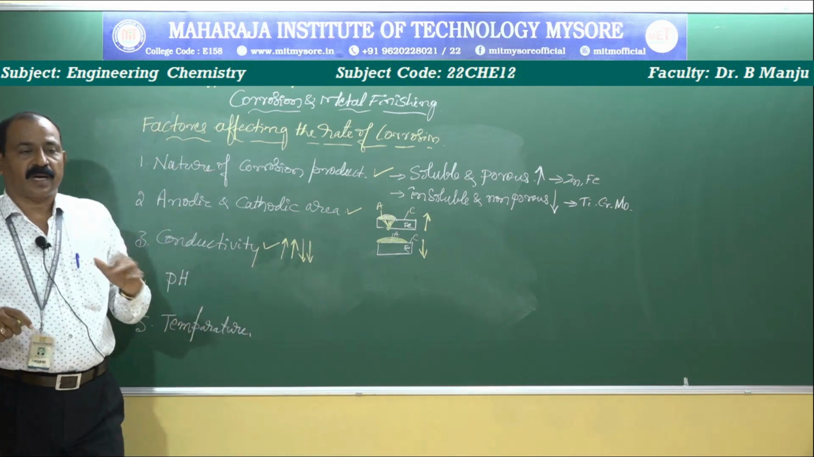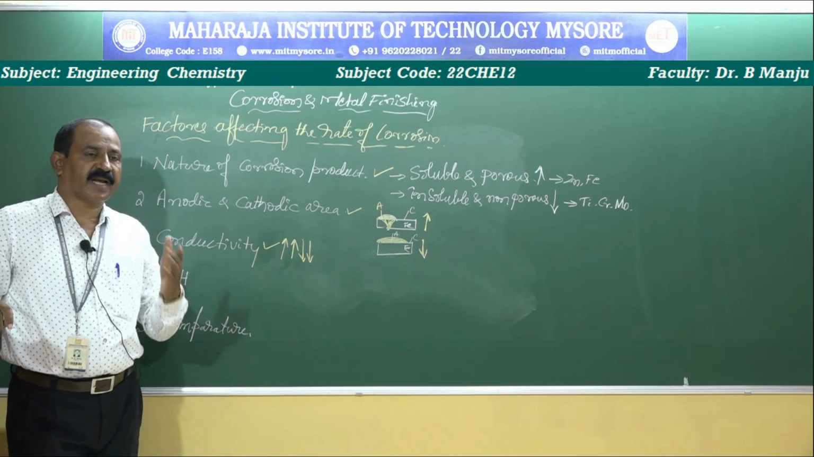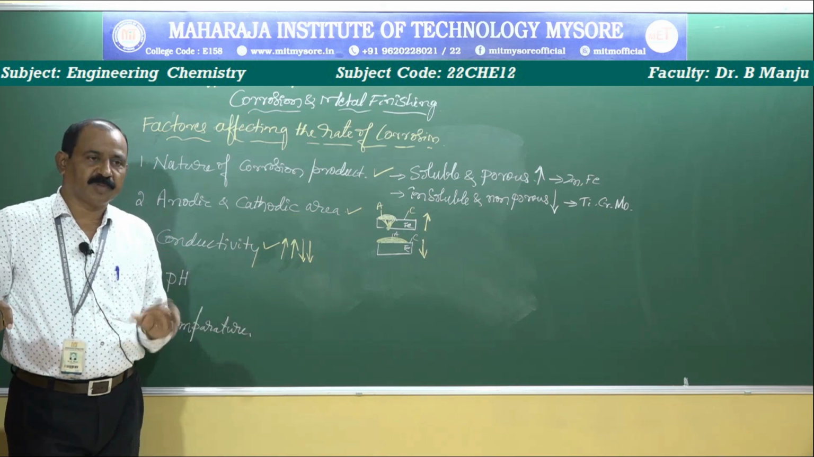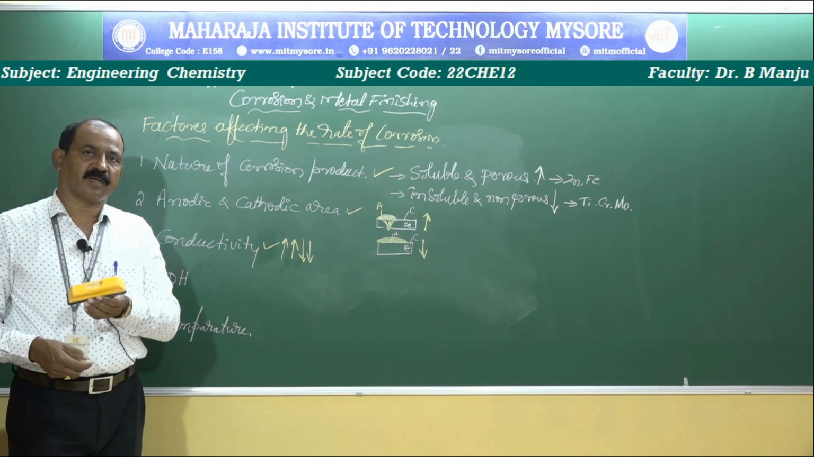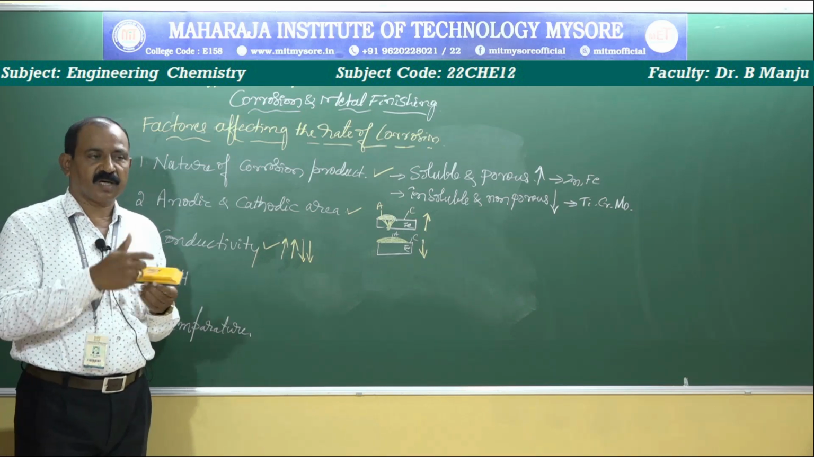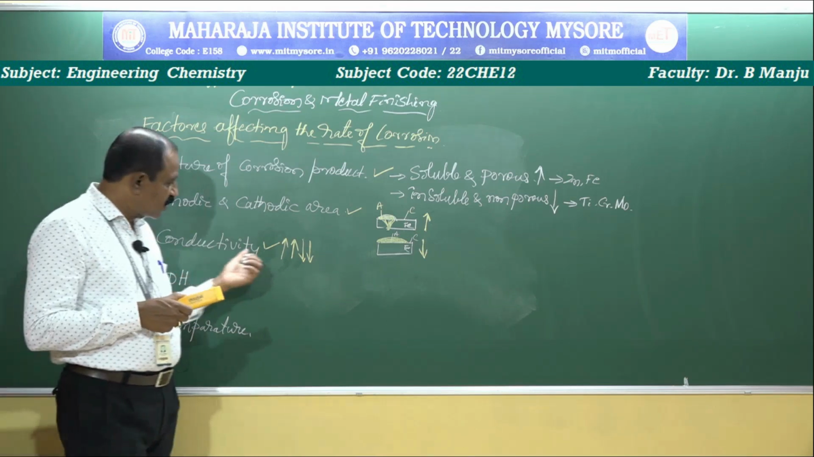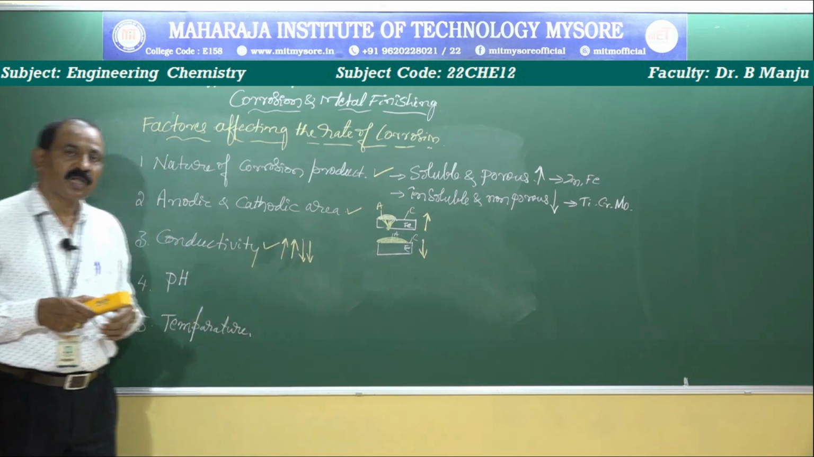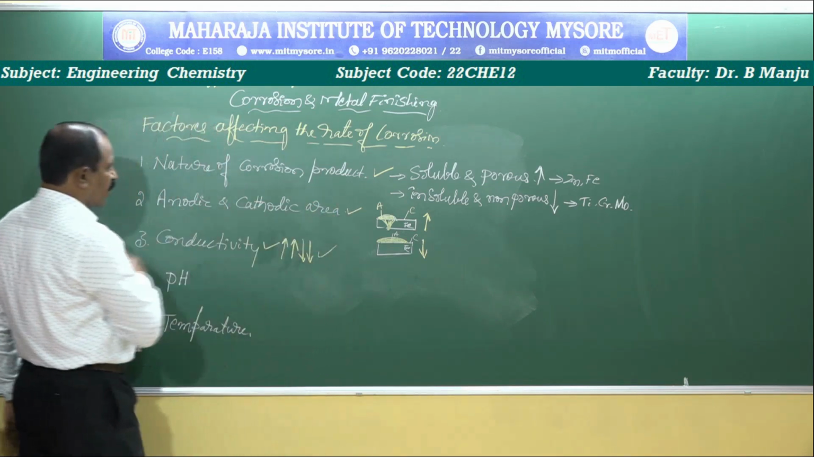For example, the dry surface. When the surface is dry, the rate of corrosion is less compared to a wet atmosphere. Suppose you take an iron metal in a dry atmosphere, and you take another metal and wet it. In the wet atmosphere the rate of corrosion is faster compared to dry, because conductivity is more in wet condition. That is, if conductivity is more, rate of corrosion is also more; if conductivity is less, rate of corrosion is also less. Likewise, you are going to explain conductivity and also the anodic and cathodic area.